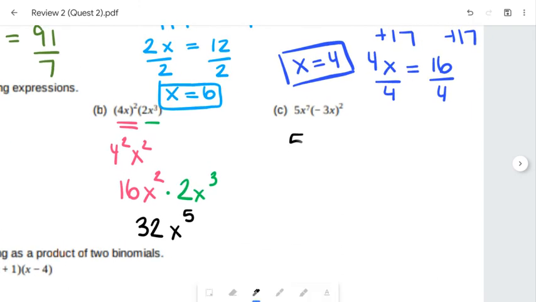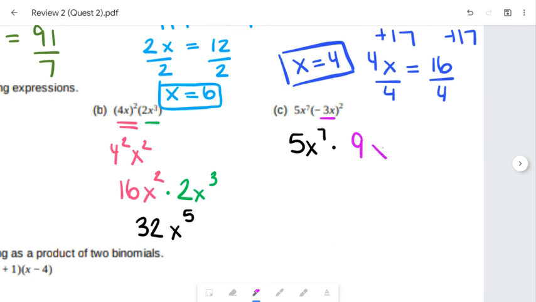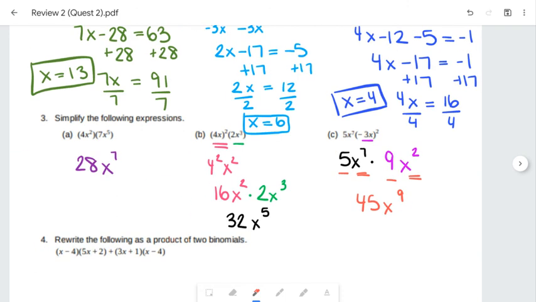Now, here we have that 5x to the 7 still. Remember, this whole thing is in parentheses, so that negative 3 squared is going to be positive 9. X times x is going to be x squared. And then we are going to multiply them together, so 5 times 9. When we do that, that's going to be 45. X to the 7th times x squared. We add the exponents, x to the 9th.